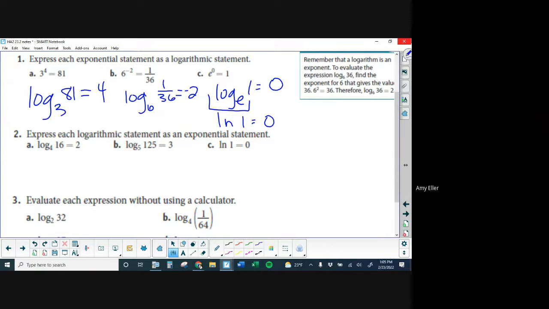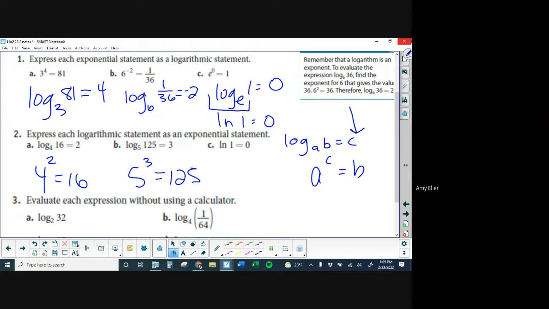Number 2 is the opposite. The base of the log is the base of the exponent. The answer is the exponent. These also make sense because they're numbers you can think about. So make sure you could do it if it said log base a of b equals c. Can somebody tell me what that would be as an exponential statement? A to the c equals b. Yep. The answer to the log is the exponent. The log base and the exponent base are the same.